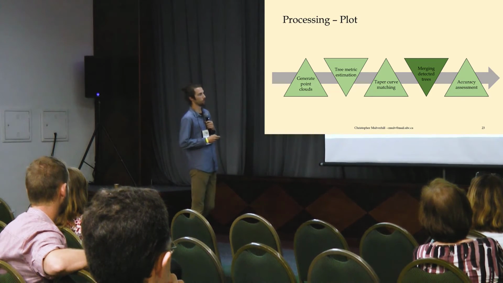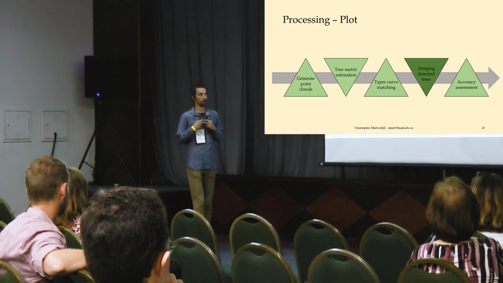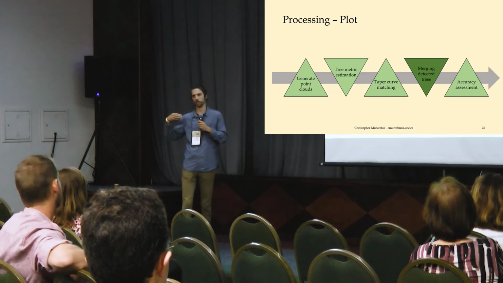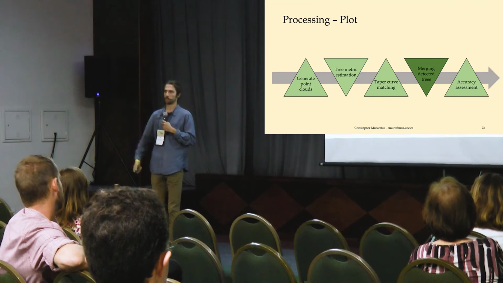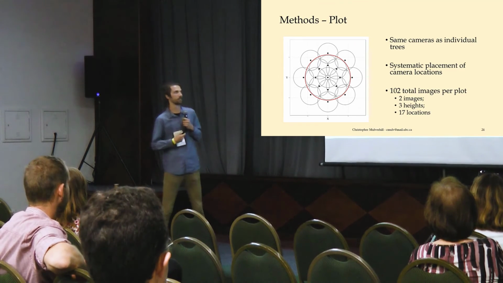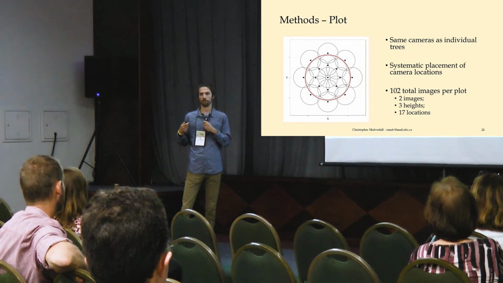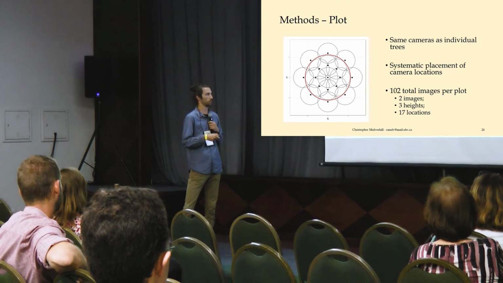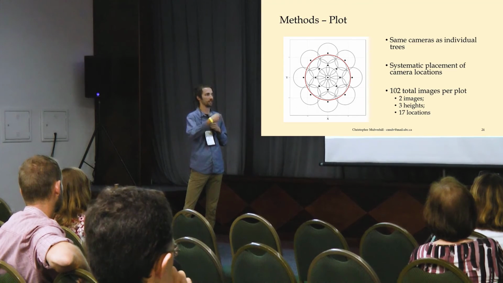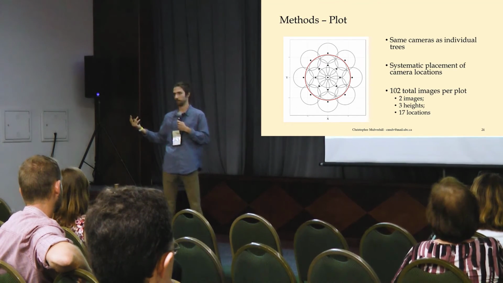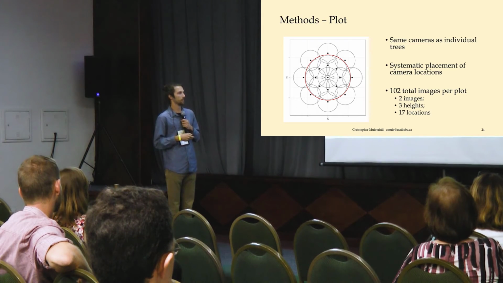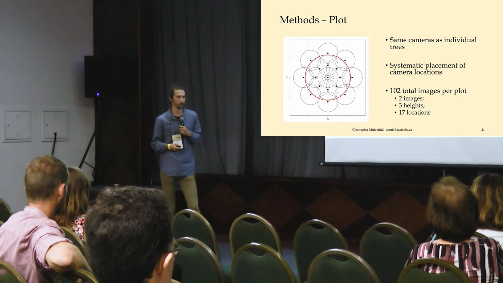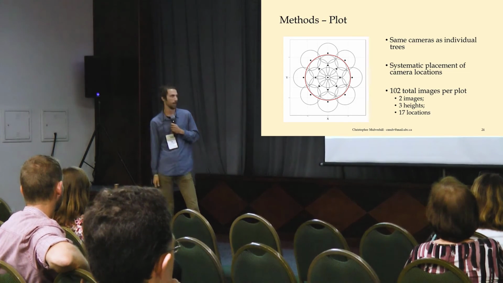So we're using the same processing pipeline here, but we have to add this extra step where we merge trees together that we're seeing in two different locations. The reason that we have to do this is because of this systematic placement of the camera locations that I mentioned. Across our 11.2 meter radius plot here, which is the red circle, we have 17 different camera locations that are spread out evenly. And that gives us a set of 6 images at each of those camera locations. We're using 102 of those spherical images on each plot.